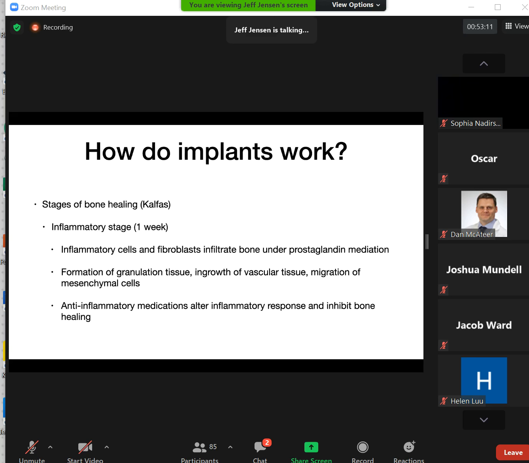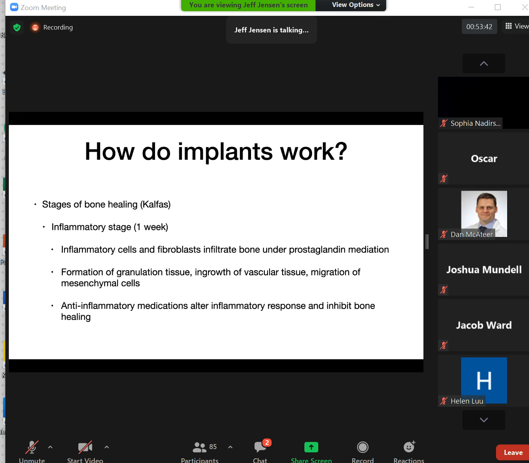And so what's happening at this point is you have these cells starting to infiltrate the area, inflammatory cells and fibroblasts. And so they're signaled by prostaglandins, and they read that in the bone or in the blood, and then these cells start to move in. You start to see granulation tissue, vascularization of the area, so increase in blood vessels, and migration of mesenchymal cells that can then differentiate into different things.